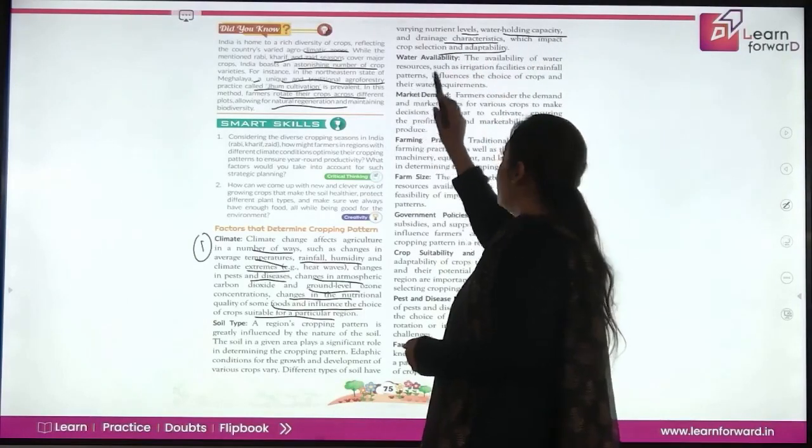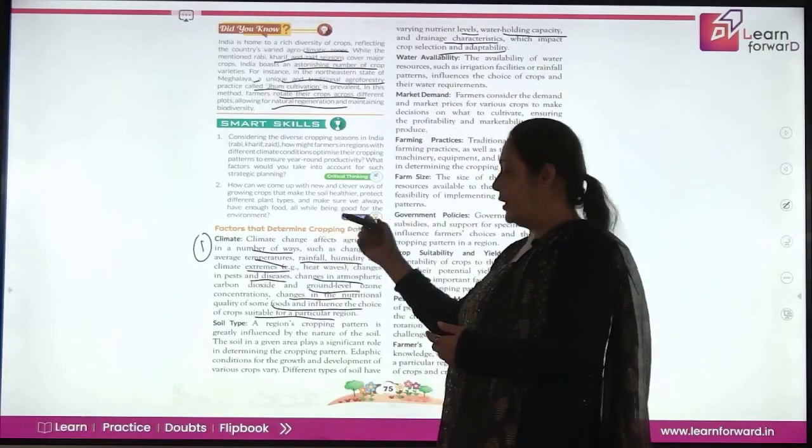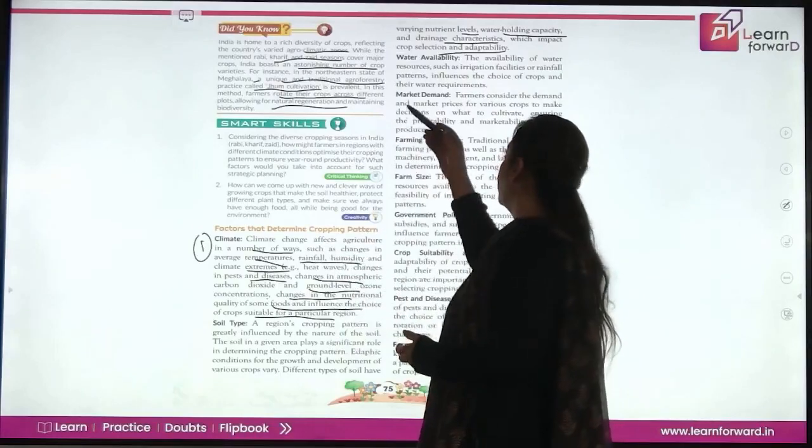If we talk of water availability, so कौन से reasons हैं जिससे cropping pattern determine करता है? One is your climate, second is the soil type, then is water availability.